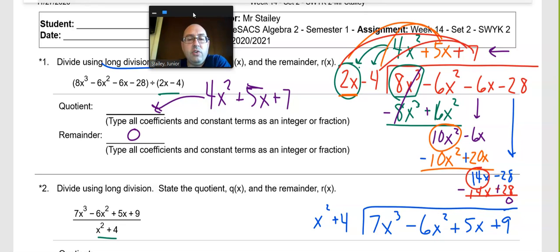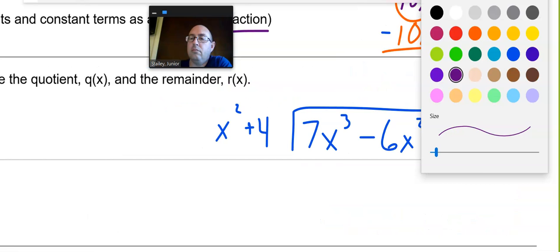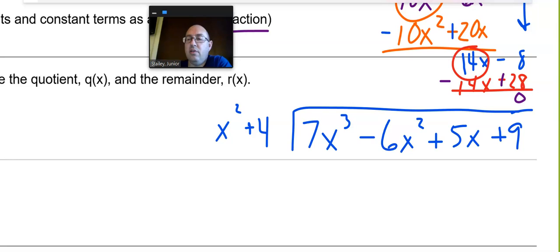Type all coefficients and constant terms as an integer or fraction. Okay. So, if it does end up being a fraction, which it might, we will have to do that. Hold on a second. Okay, I'm going to do my best not to erase the last problem, but we'll see. We might have to. So, x squared times what gives me 7x cubed? That would be 7x, right? And then I'm going to distribute this and this.